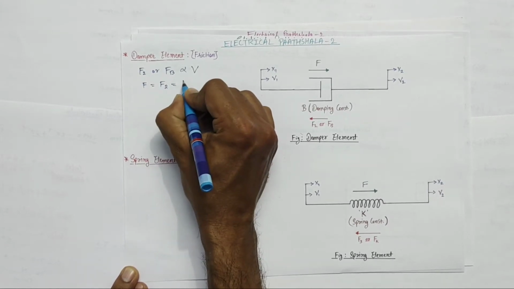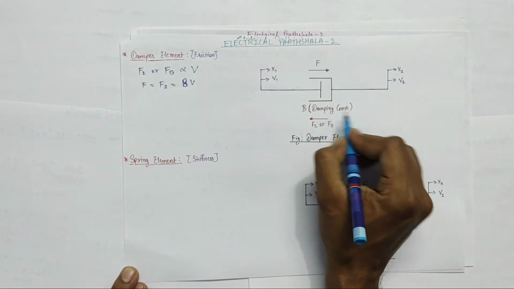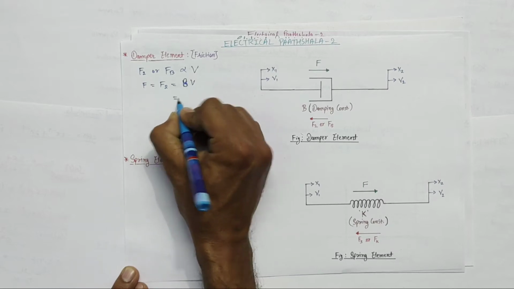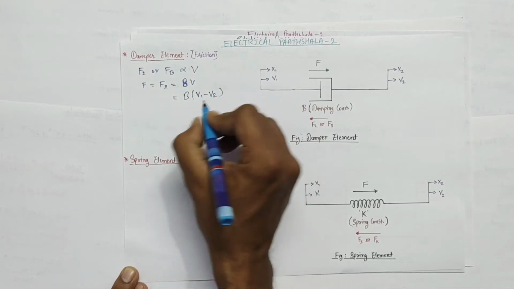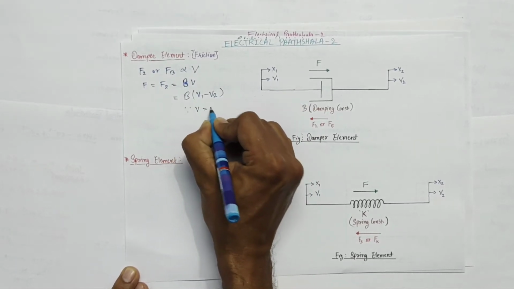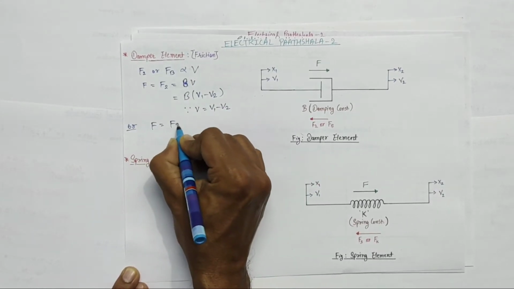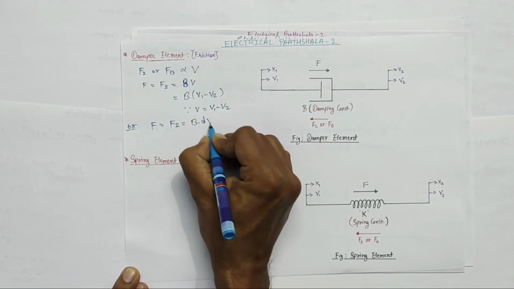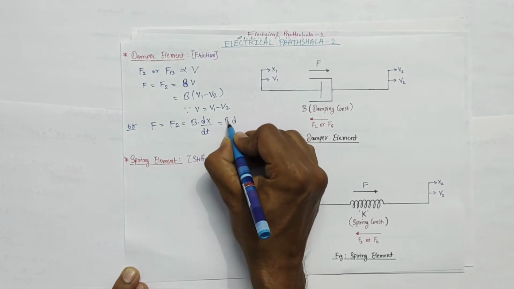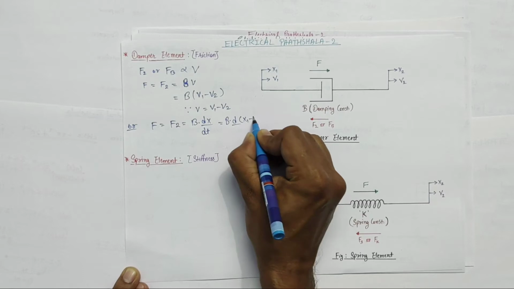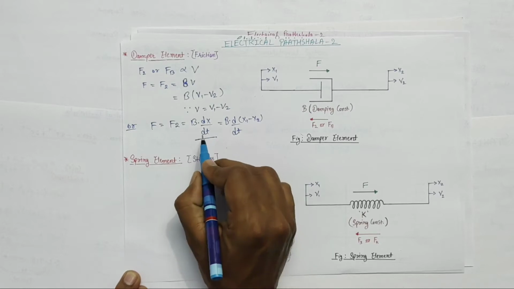And we can write it as B into v. This B here is your damping constant. Or this can be written as B into (v1 minus v2), where v equals v1 minus v2. Or we can also write it as F equals F2 equals B into dx over dt in terms of displacement, or B into d(x1 minus x2) over dt. So again, this displacement term is important, so you should remember it.